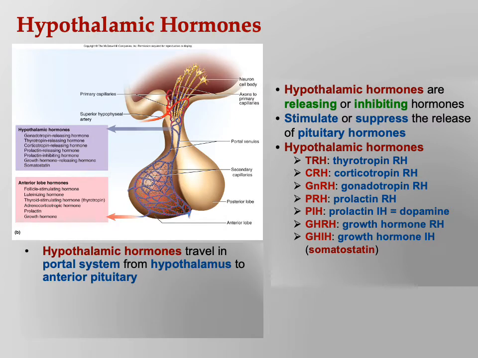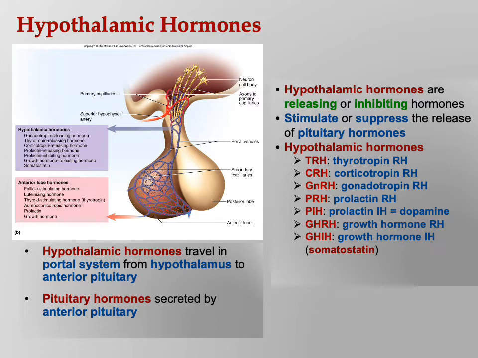So hypothalamic hormones travel in the portal system from the hypothalamus to the anterior pituitary, okay? So the portal system, again, like we saw the hepatic portal vein, these are blood vessels that travel from the hypothalamus down to the anterior pituitary. You can see it there in the diagram on the left. This is how the hypothalamic hormones will get down to the anterior pituitary to tell the anterior pituitary what to do. And then pituitary hormones are going to be secreted by the anterior pituitary.